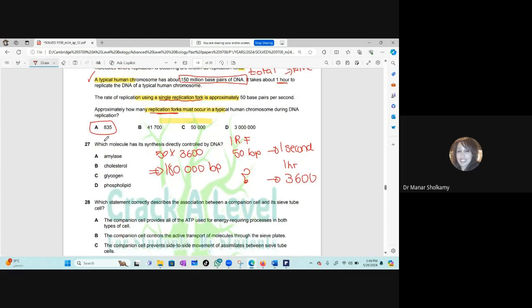27. Which molecule has its synthesis directly controlled by DNA? Amylase, cholesterol, glycogen, or phospholipid? Amylase? Well done. Yes, because it's an enzyme and it's a protein.